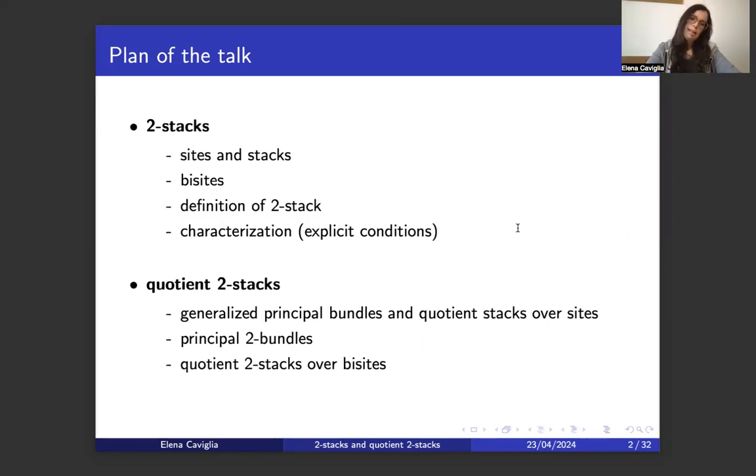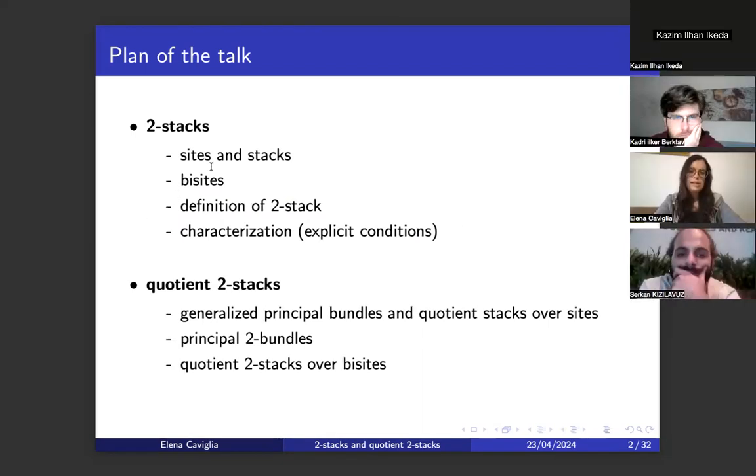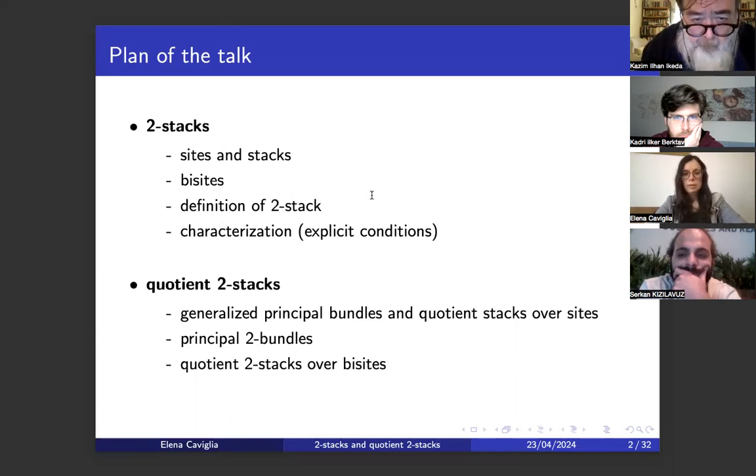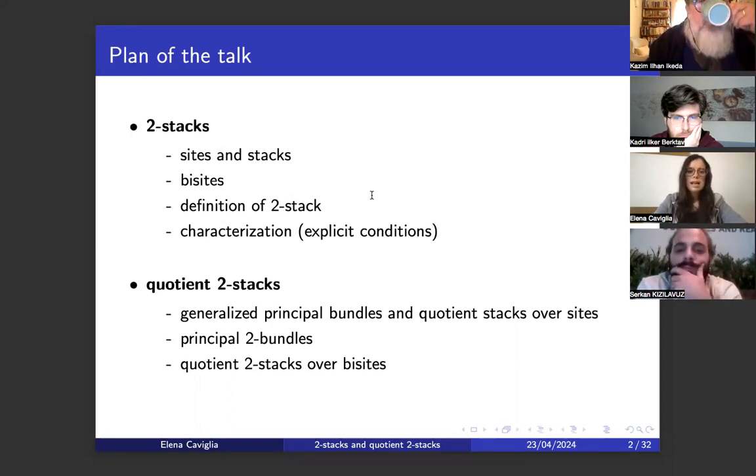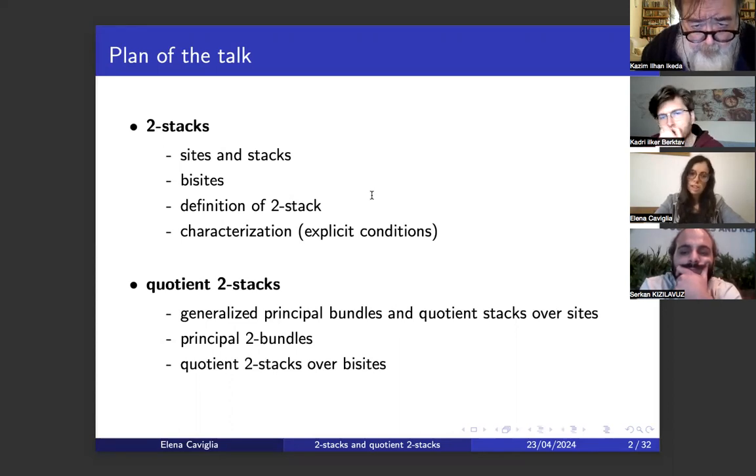Then we will go one dimension higher and we'll see what is a bi-site. And then we will define two stacks. And we will see that the definition that we give is quite abstract and implicit in some sense. And so the idea is that we can give a characterization of this definition in terms of explicit conditions that are much easier to check when one wants to prove that something is a two-stack. And we will see how to do this.